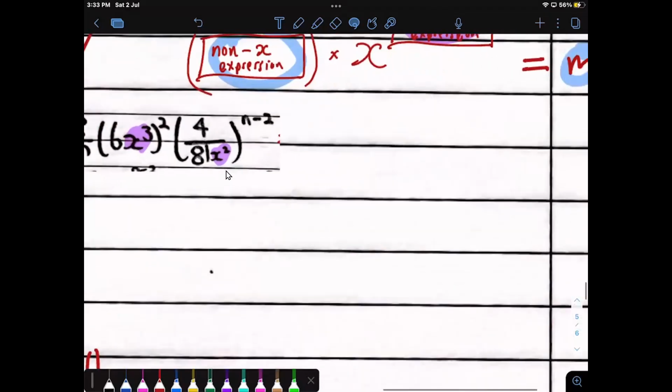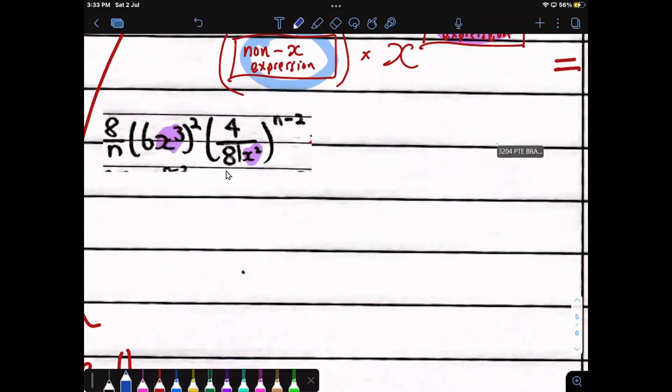In this case, this will be equal to, let me change the font size, 8 over n multiplied by 6 squared times x power 3 times 2, so 6. If you want, you can simplify straight away. That's what I'm going to do. 6 squared is really just 36. Then multiply by 4 to the power of n minus 2. Just lump the n minus 2 together. Then you get 81 x squared power n minus 2. So you can sort of distribute the power, so 2n minus 4. Is this okay?